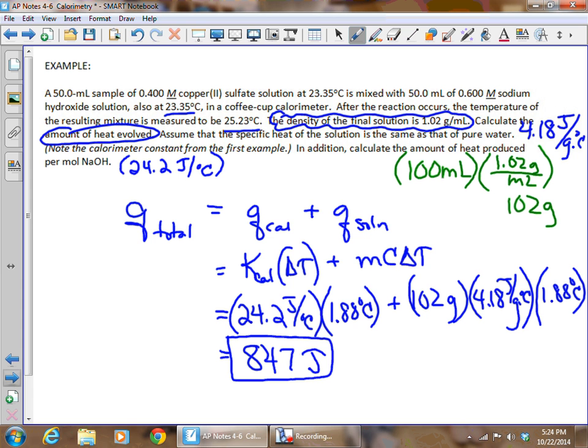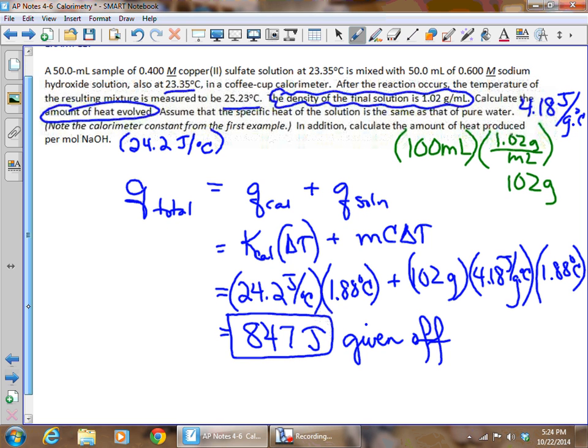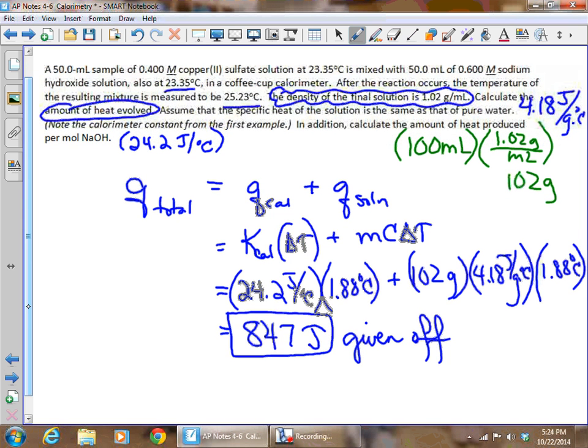Now, that's the amount of heat that was evolved. The last thing that it wants to know, and this is given off by the way, is how much heat was produced per mole of NaOH. Well, how do we get moles? Over and over we've said liters times molarity gives you moles. And it tells us that we have 0.050 liters times our 0.600 molar solution is going to give us a number of moles of 0.03. So that's how many moles we're dealing with.